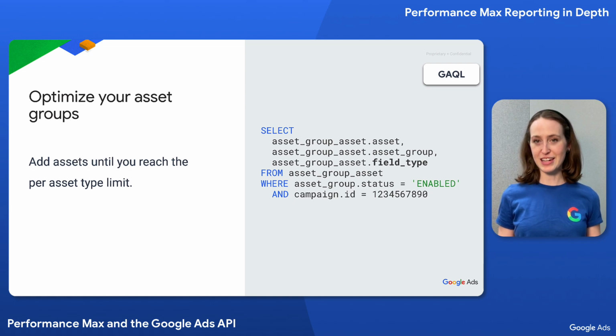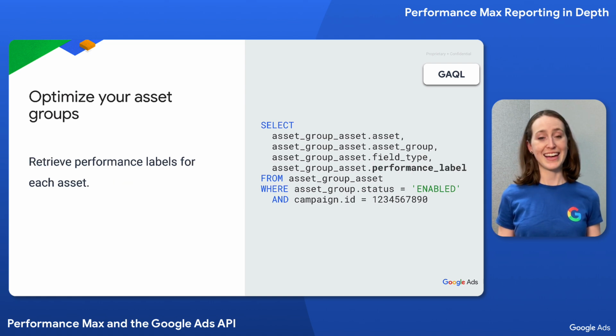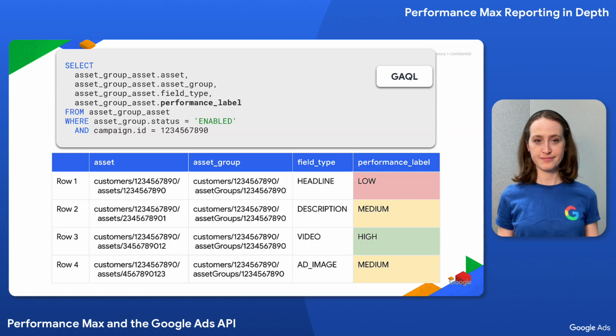So now that we have all of the info we need to identify asset groups with the maximum number of assets, all we need is the performance label. And actually, I can just update my existing query to fetch the performance label, and this way we can get everything we need at once. Note that performance labels are relative to assets of the same field type within the same asset group. So a low performance label in one asset group might mean something different than a low performance label in another asset group. The results will look something like this, where I get a row for each asset with their asset group resource name, field type, and performance label.